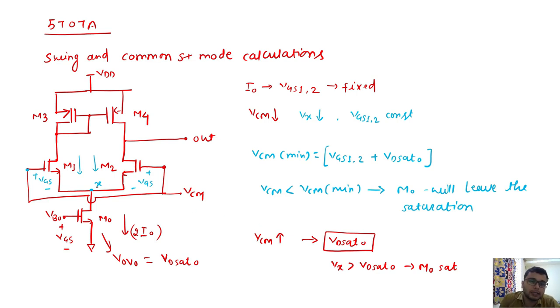The Vx node is increasing, so M naught is not a problem. The problem will come at the input pair itself, because this VGS is also fixed, since the current in M3 is fixed at I naught, and due to that current the VGS of M3 is defined. If I call this node Y, then Vy is VDD minus VGS3. This is also a fixed voltage because of the fixed current I naught.